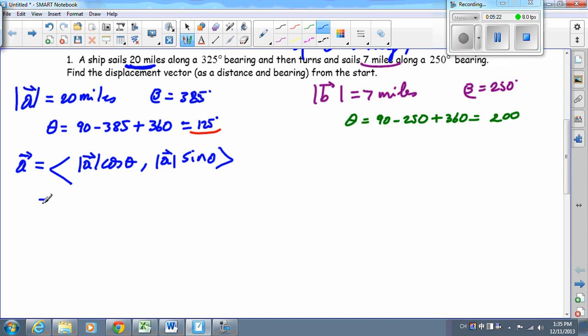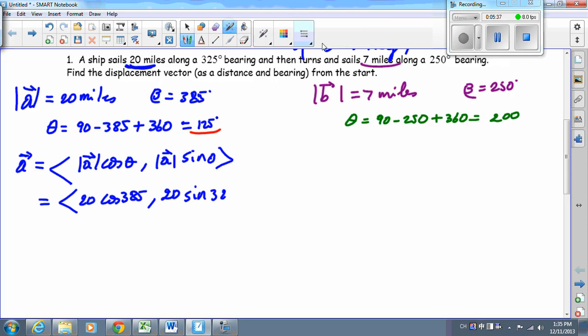So for this vector, if I continue, the magnitude of A is 20, so it will be 20 cosine of 125 and 20 sine of 125. I didn't read it right. This is my value for theta. So instead of what I said earlier, I should have put 125. So go ahead and fix it. That will be 125 on both.